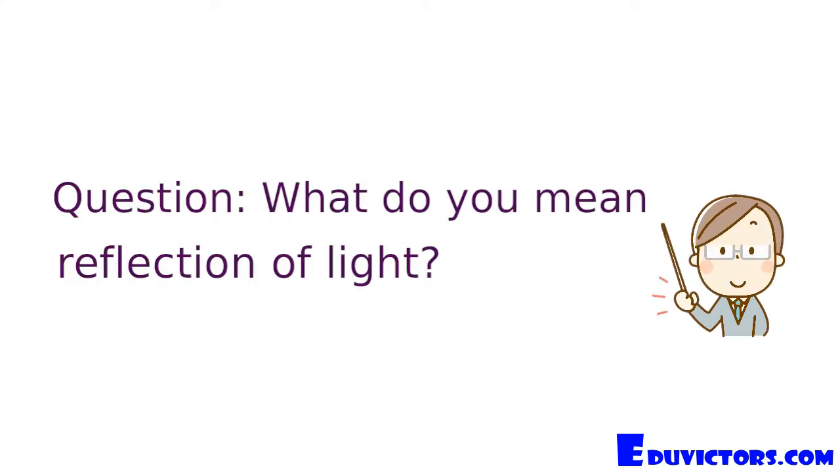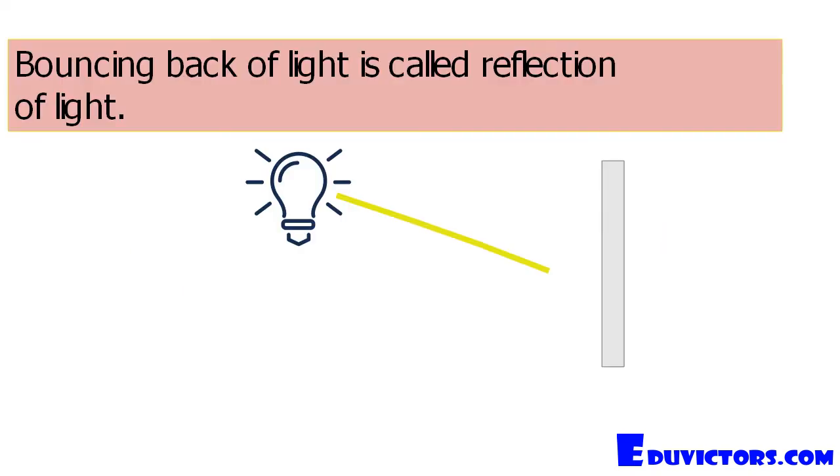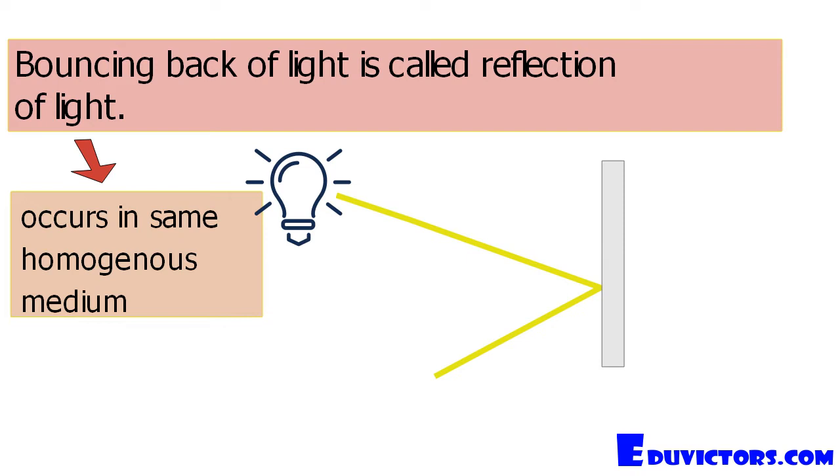What do you mean by reflection of light? Bouncing back of light is called reflection of light. When a narrow beam of light traveling in one homogeneous medium falls on the surface of another homogeneous medium, a portion of incident light is sent back into the first medium. This phenomenon of light is called reflection.